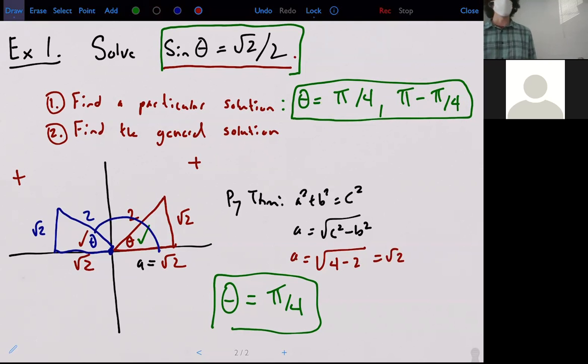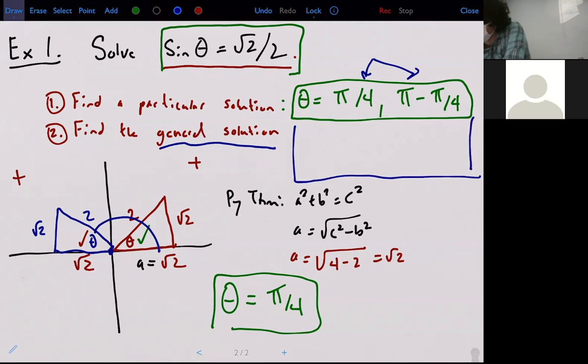So we found the particular solution, and really, again, the general solution is we're just going to add plus 2 pi k to each of these terms here. So our general solution will have 2 types. Either theta is going to be equal to pi divided by 4 plus 2 pi times k, or theta is going to be equal to 3 pi divided by 4 plus 2 pi k.